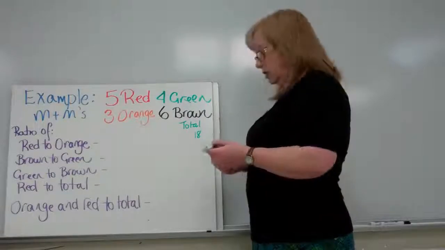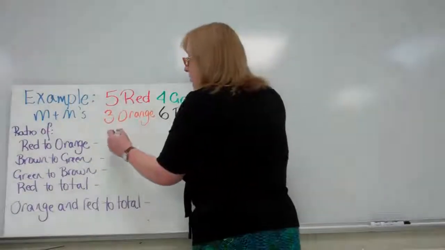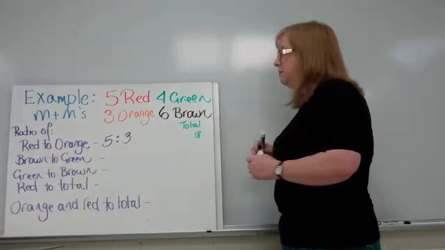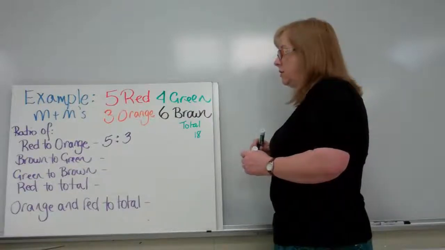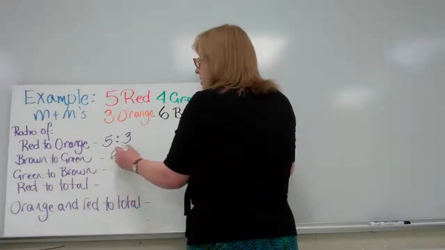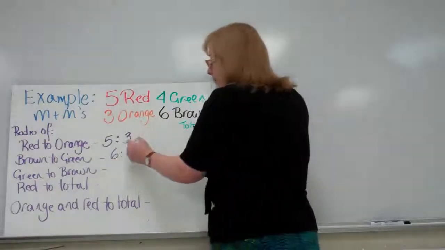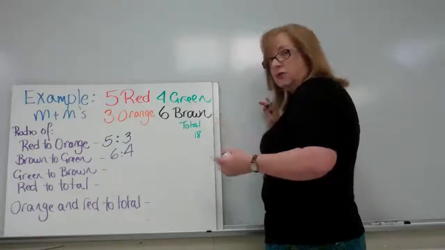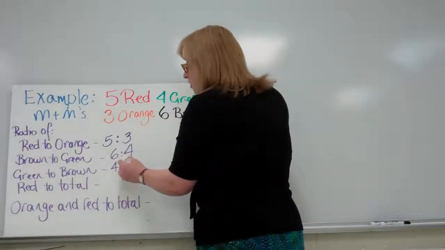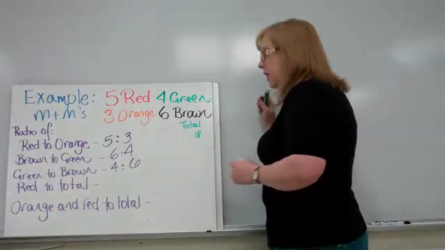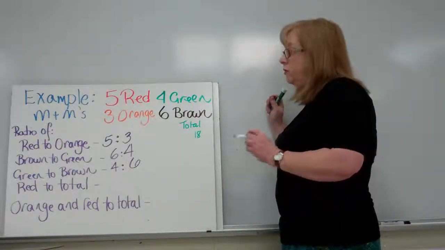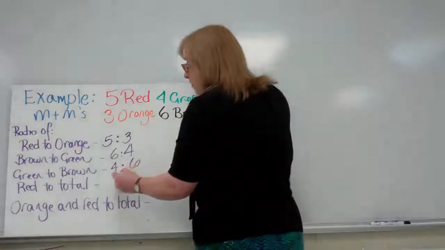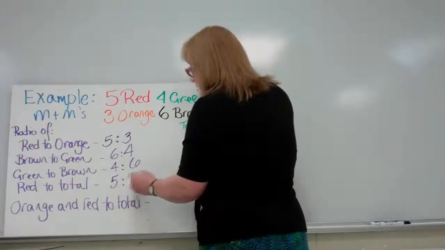So red to orange. Alright, so red to orange we have 5 to 3. Okay, the next one we have brown to green. Brown is mentioned first. 6 to 4. Green to brown. Again, we have to turn these around because they're mentioned in a different order. 4 to 6. Now this one's a part-to-whole. Red to the total. We've already figured out the total is 18. So red, 5 to 18.